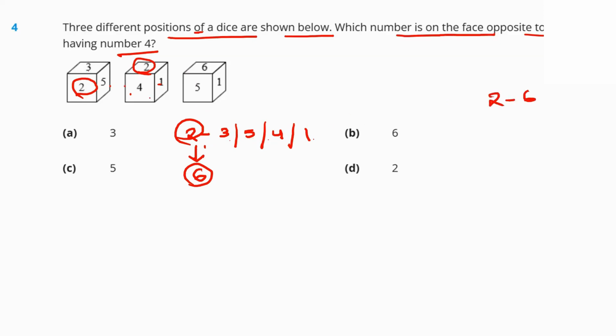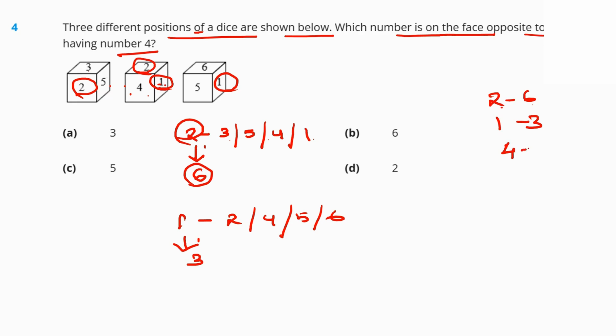Now if I look at the second and the third dice, 1 is common. Adjacent to 1 are 2 and 4 in the second dice, and 5 and 6 in the third dice. So what is the number left? 3. That means 1 and 3 make up a pair. 2 and 6 make up a pair, 1 and 3 make up a pair. So the only two numbers left to be paired up are 4 and 5. So the number on the face opposite to the face having 4 is 5. That's what makes up the pair. So 5 is our answer.